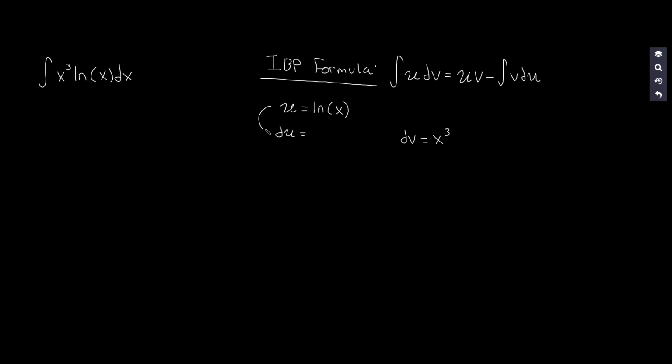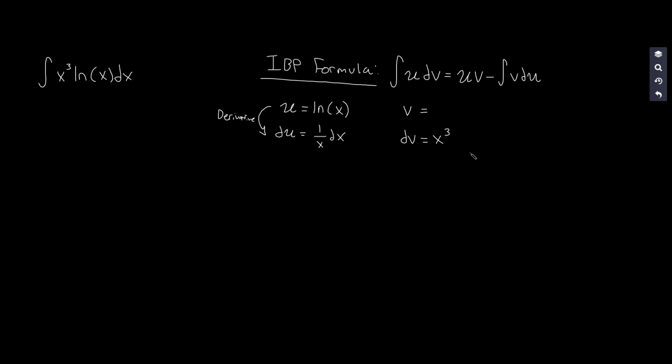What's du? Du is the derivative of u. It's a sort of similar fashion to u substitution, but it's not u substitution because it's integration by parts. Well, what's the derivative of the natural logarithm of x? The derivative of the natural logarithm of x is going to be 1 over x integration with respect to x. That's just a formula you have to remember for calculus. We have our u. We have our du. What's next is we need to find what v is.